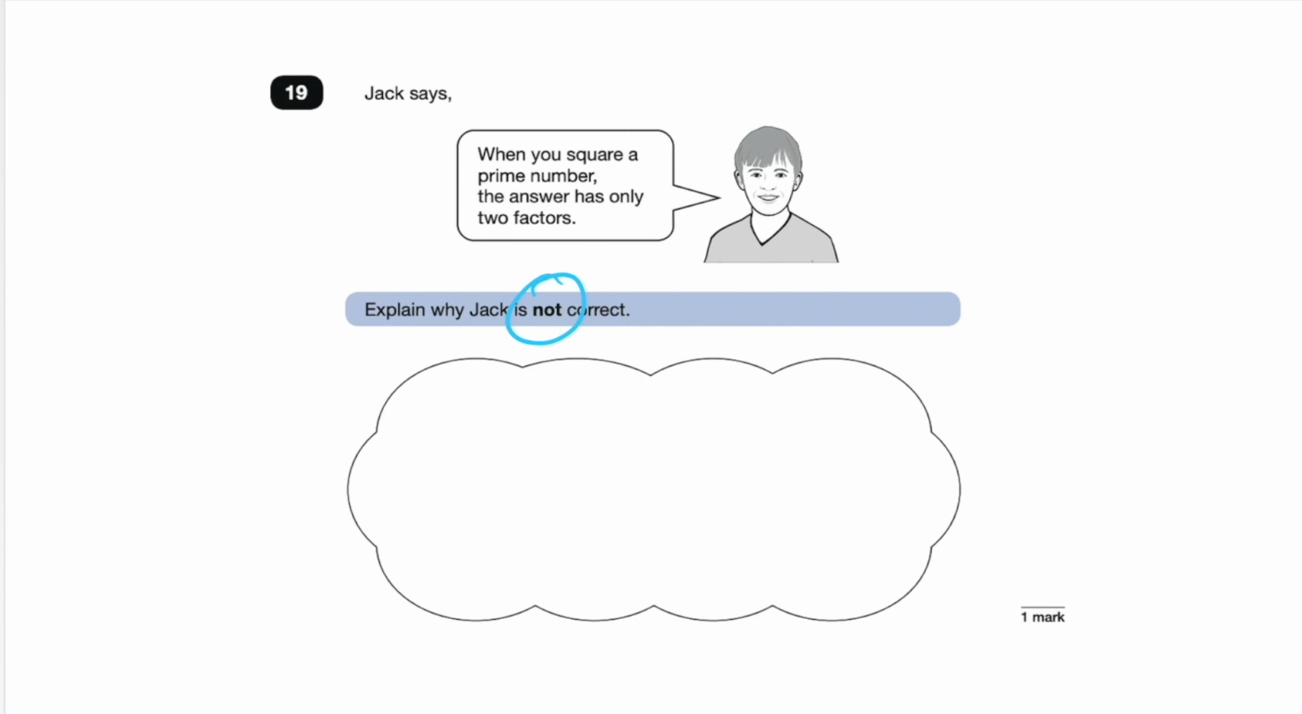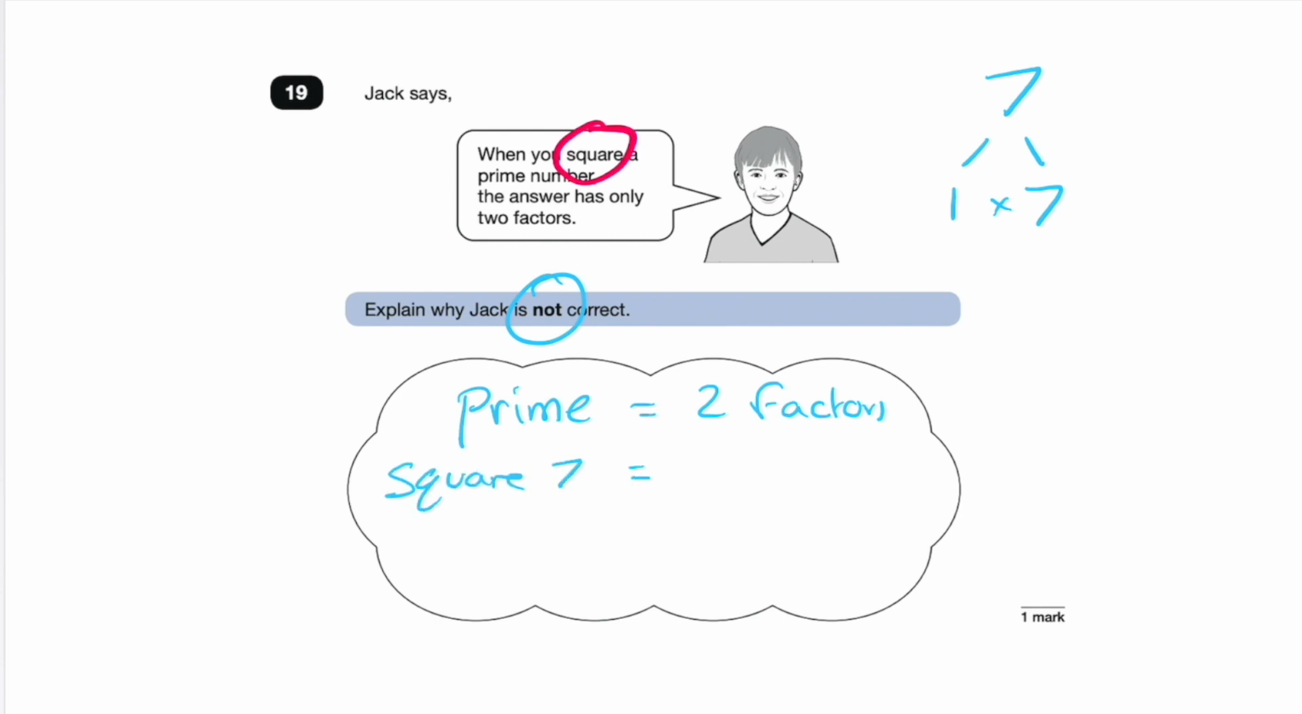Well, first of all, what is a prime number? Well, a prime number is a number that only has 2 factors. For example, 7 only has a factor tree of 1 and 7. There's nothing else that can be multiplied together, no other integers, whole numbers that can be multiplied together to get the answer 7. But Jack has said that when we square this prime number, we will still only have 2 factors. So let's square 7, and 7 squared is 49.